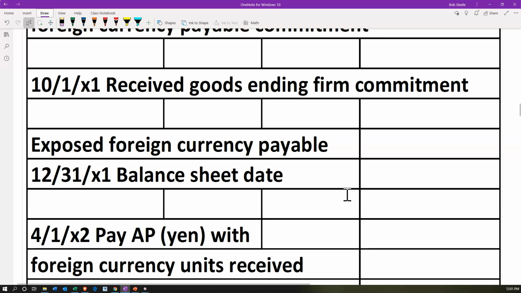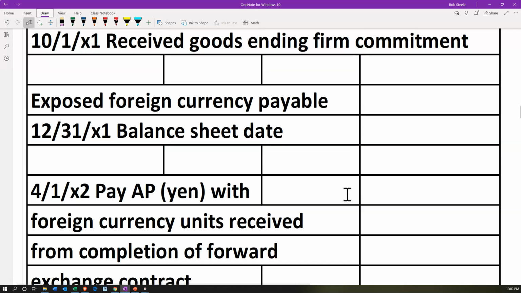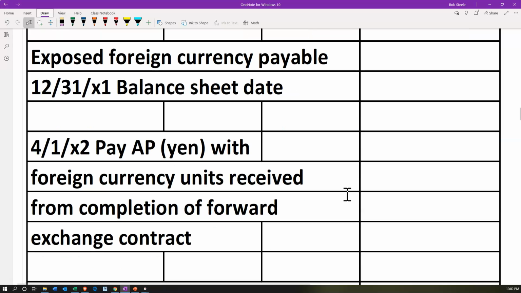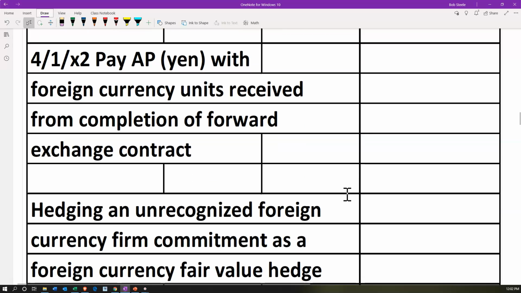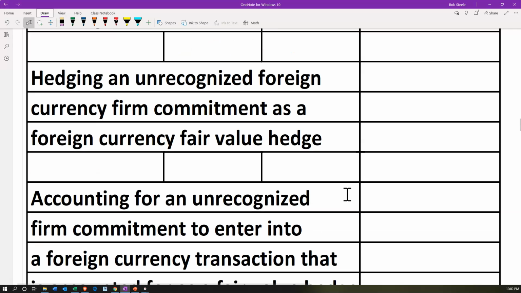Then we have the exposed foreign currency payable at the 12/31/X1 balance sheet date. So meaning there's going to be a balance sheet date where we have to make the financial statements in the middle of this thing, and therefore we'll have to readjust our foreign currency accounts at that point in time, like an accrual type transaction. Then on 4/1/X2, we're going to pay the AP in yen with foreign currency units received from the completion of the forward exchange contract. The forward exchange contract is going to result in us receiving the yen that we need in order to pay off the payable that we agreed to pay for the goods that we purchased from the Japanese company.